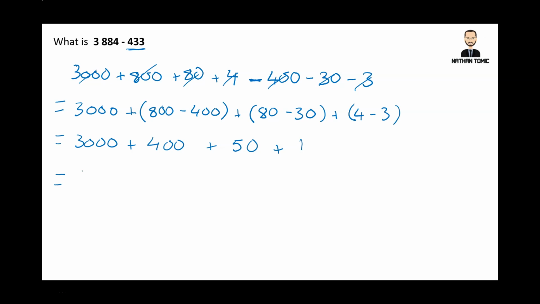So we'll take the 3 from the thousands, we'll take the 4 from the hundreds, we'll take the 5 from the tens, and the 1 from the units. So we have a final answer of 3,451. And of course, you could check that on your calculator if you needed to.